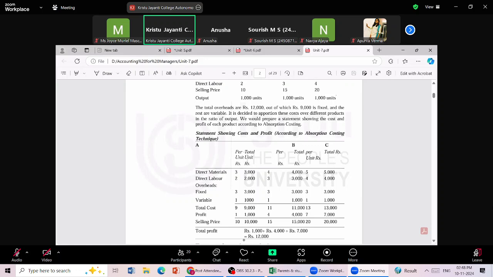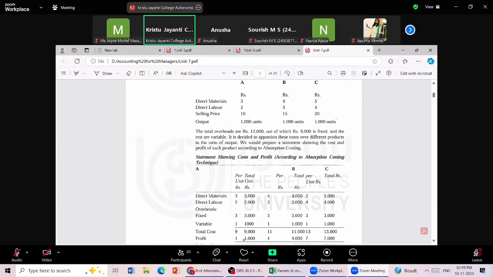So every product will get 3,000 as fixed expense. Fixed overheads you can see here are 3,000, and the variable is 3,000 in total. I divide that by three, so 1 rupee is my variable cost per unit. I multiply 1 rupee with the output, 1000 units, because the units are common. So what is my total cost for A? It is 9,000. What is the total cost for B? It is 11,000, and the total cost for C is 13,000.